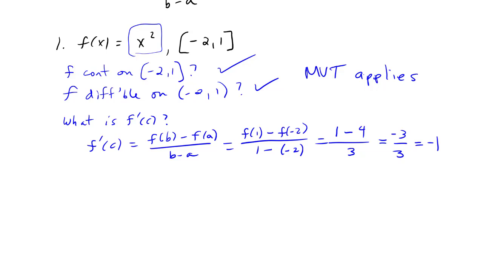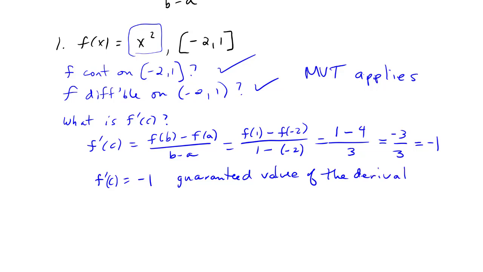All right, so what have we actually found? We found f prime of c is -1. That's our guaranteed value of the derivative. So somewhere the derivative must take the value -1 on that interval. Then the next question, which again is not always going to be possible to actually do, but we're going to ask, what is c? Or really, what are the values of c if there's more than one?